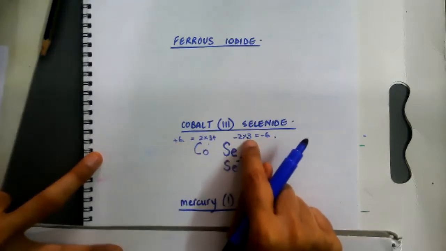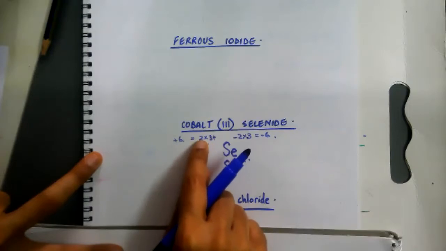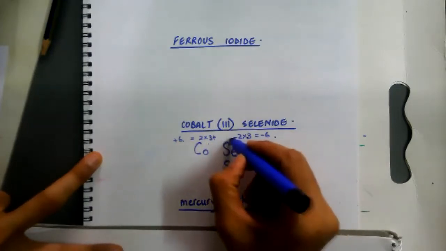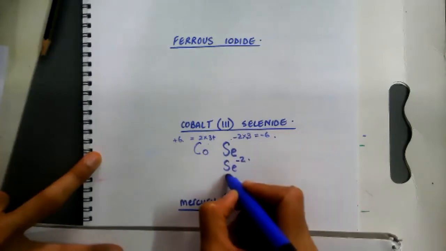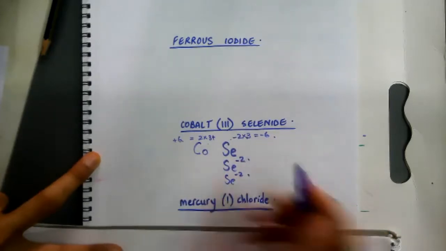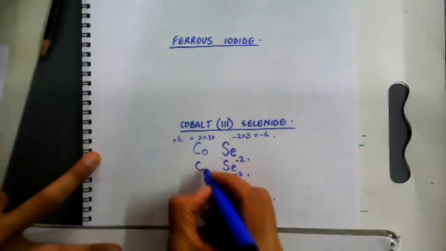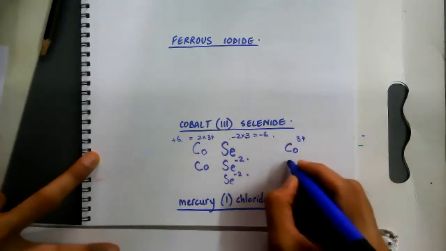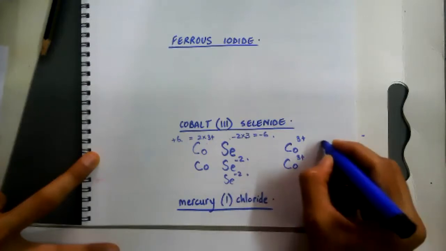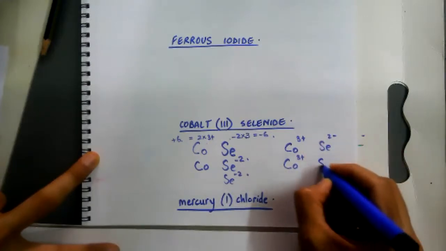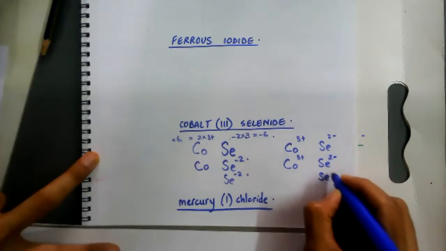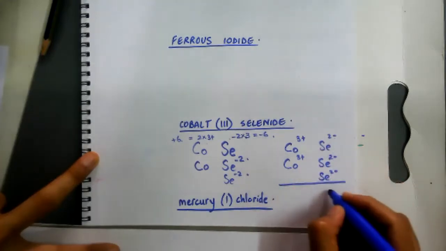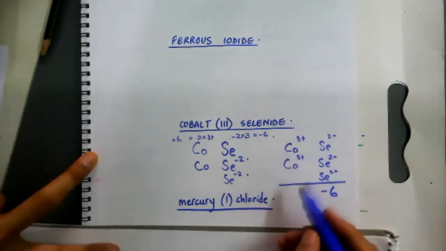If I multiply minus 2 by 3 and plus 3 by 2, I will get plus 6 and minus 6. So that means if I have 3 of selenide and 2 of cobalt, I'll write it here so that you understand. If I write 2 of cobalt here and 3 selenides here, then what do I add up with? Minus 6, very good. And plus 6.